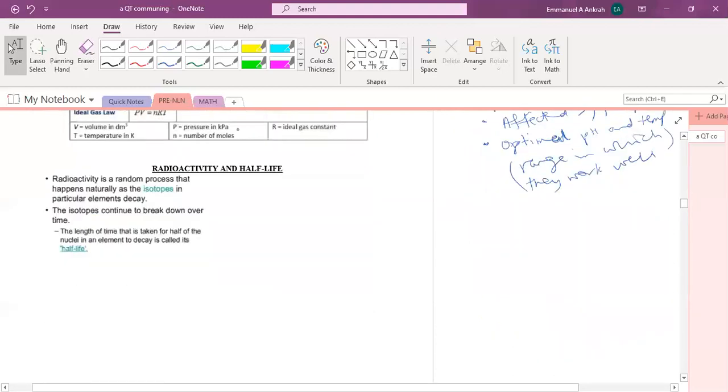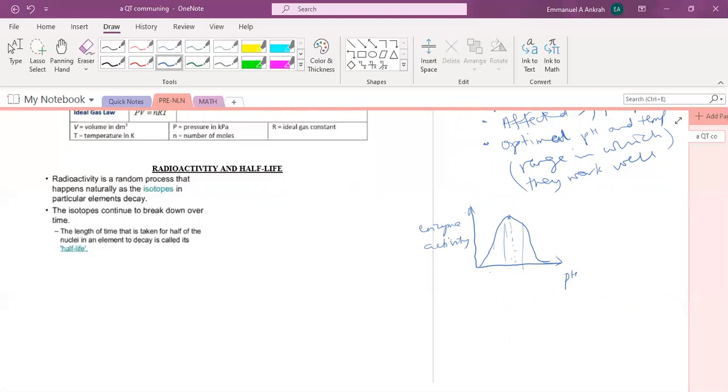I'm sure in your biology classes you may have come across graphs that look like this. You have the pH and then the enzyme activity here, and the graph looks like that. Okay. So the enzyme functions well within a certain pH range. If you go outside that range, there's low performance, but it peaks within a certain range. The same goes for temperature.